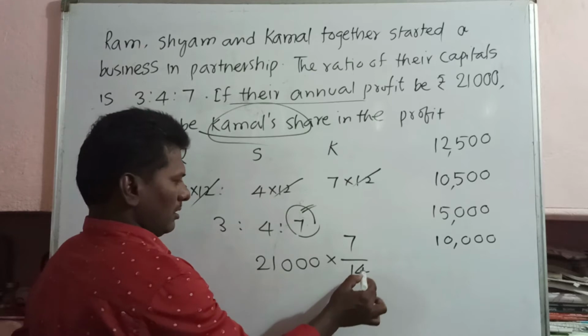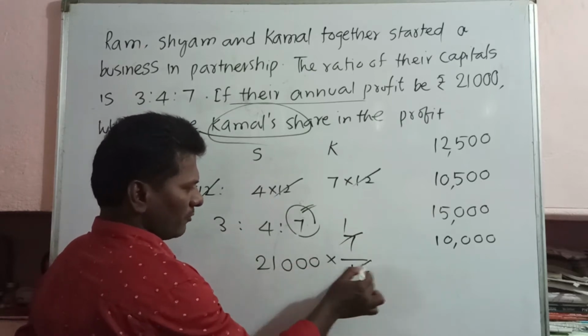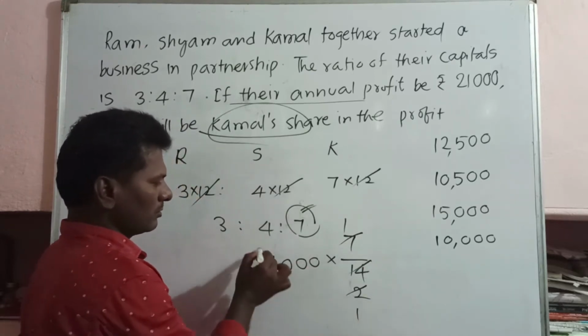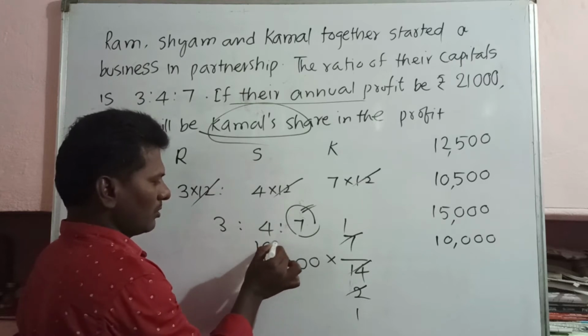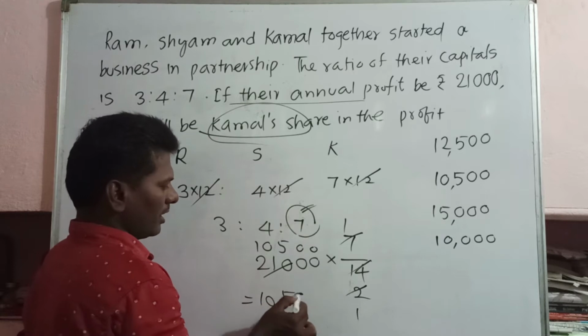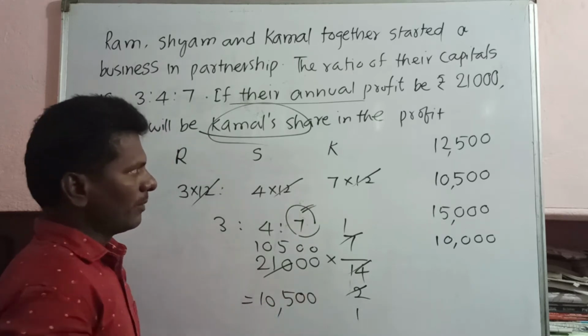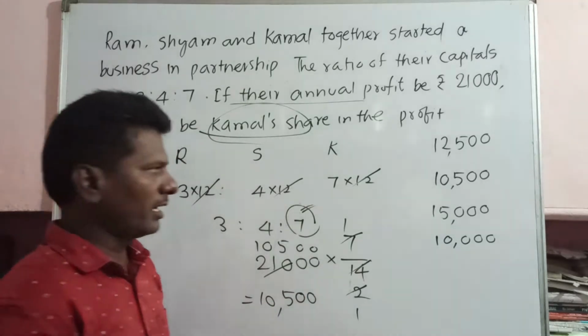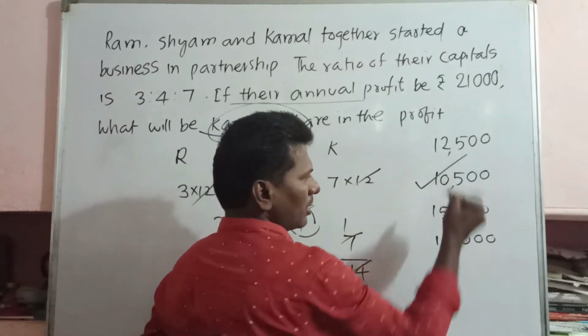Now 7 ones are 7, 7 twos are 14, 2 ones are 2, 2 ones here 0, 2 fives are 10, 0 0. 10,500. So Kamal gets 10,500 out of the total profit.